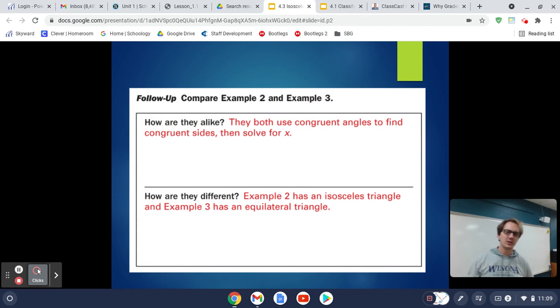So a couple follow-up questions here. Example 2 and example 3, how are they similar? They're both using congruent angles to find congruent sides and then solve for x. However, example 2 has an isosceles triangle, and example 3 is equilateral, but they do have some very similar properties. As you get more things in common, you get more angles in common. That's a terrible sentence. That's probably going to be useless to you. Sorry.